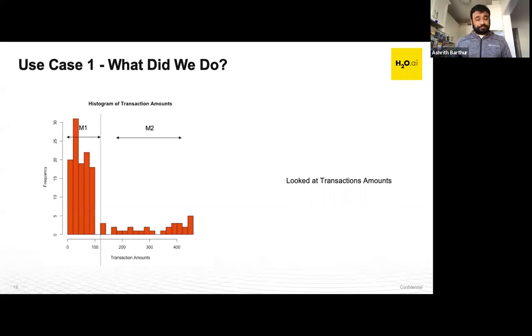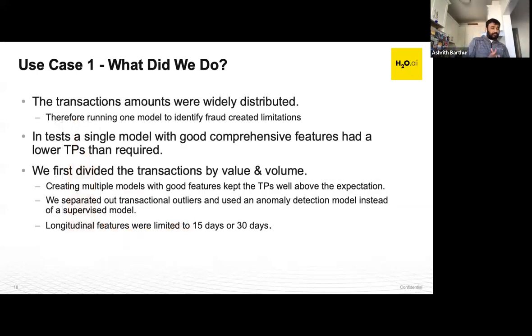So what we did is we actually split the space into multiple transaction amounts. And we used different sets of features for each of these segments. We also used different models independently that were run in parallel. That essentially gave us much more value. As the transactions were widely distributed, we added a comprehensive set of features to try and identify credit card fraud.